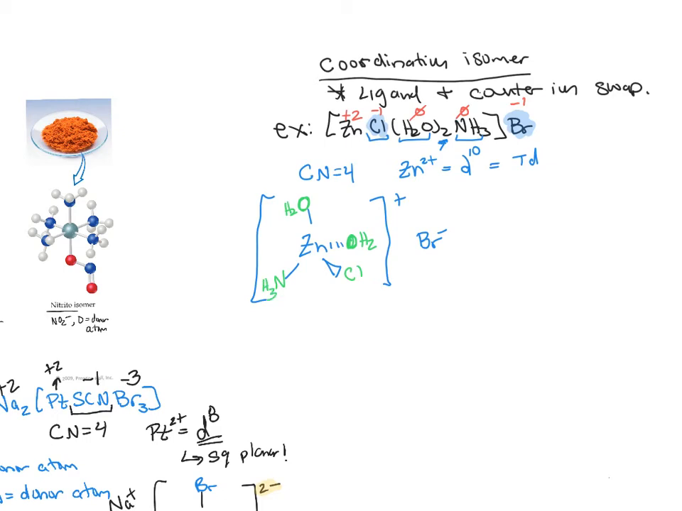And we could name this. So we're going to name the ligands in alphabetical order, aqua, ammine. So ammine comes first, AMMINE. Then aqua, I've got 2 of them, diaqua. And lastly, my chloro. And then zinc(II). It ends just as zinc because it's a complex cation. Right? This is a positive charge. And then I name the anion, which is bromide.